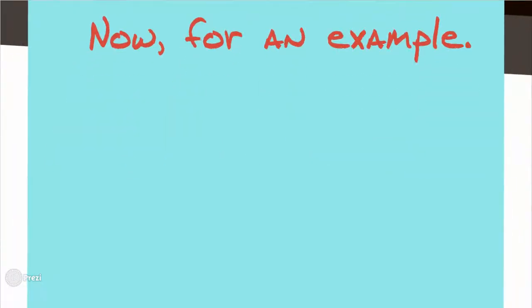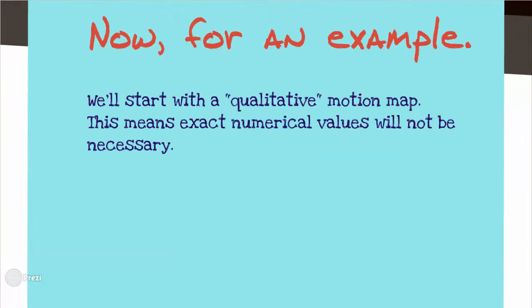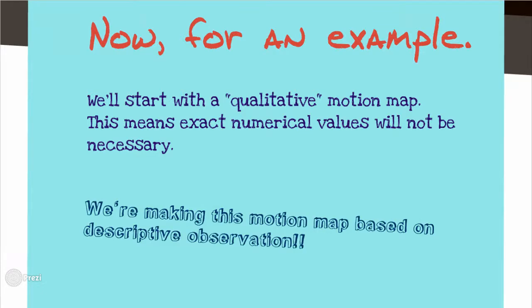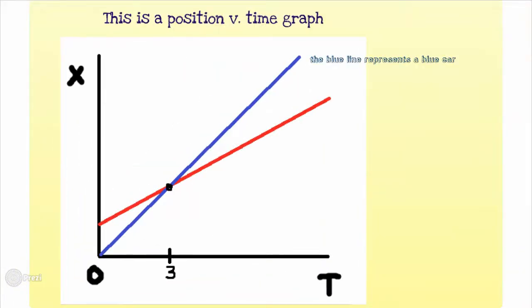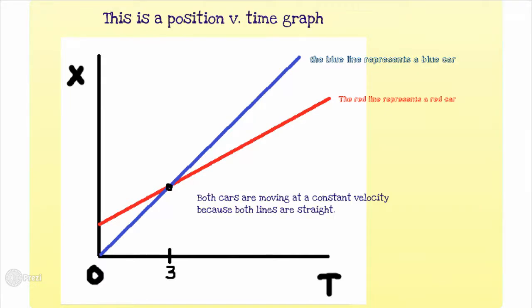So, for example, we'll start with a qualitative motion map. That means exact numerical values will not be necessary. We're not going to use numbers, just the picture. We're going to make this motion map based on a descriptive observation. So we're looking at this position versus time graph. The blue line represents a blue car, and the red line represents a red car.